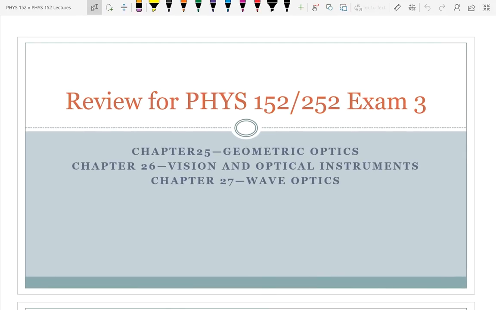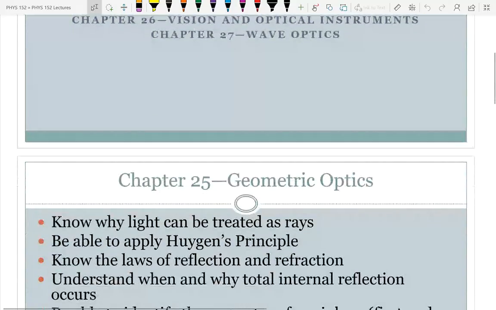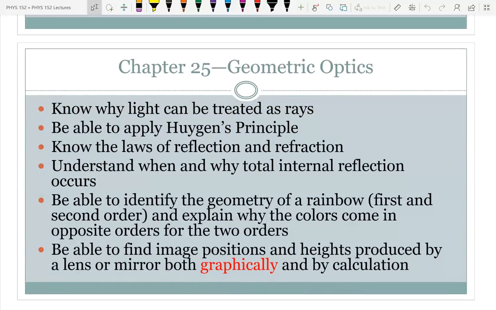Today I am only going to be reviewing the material for the exam. It's just 3 chapters, but it's a lot of content. So let's look at the 3 chapters.